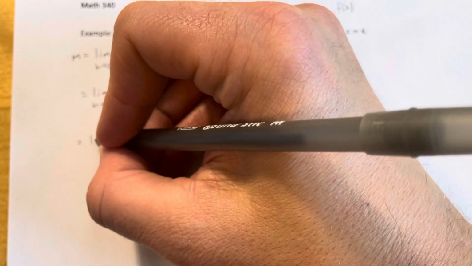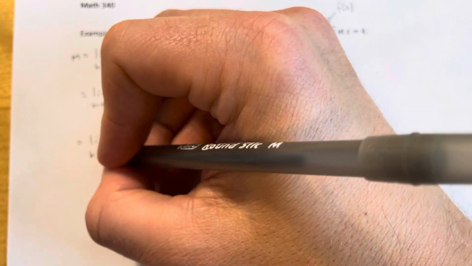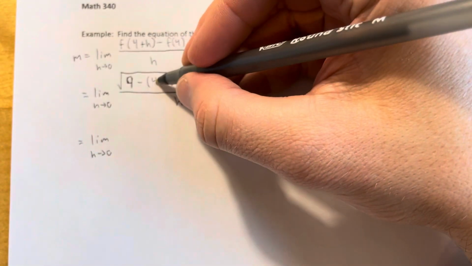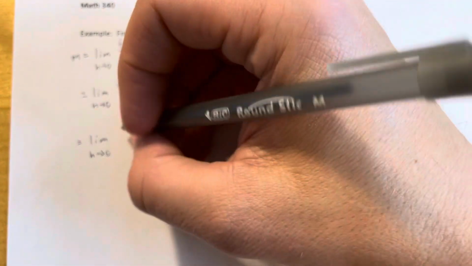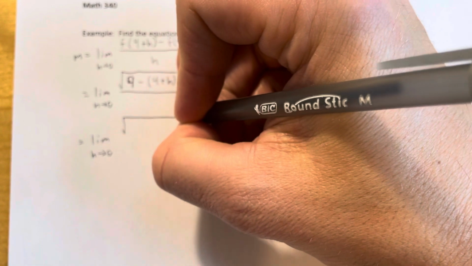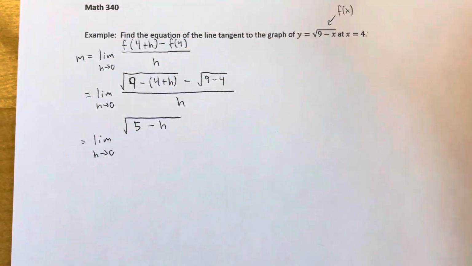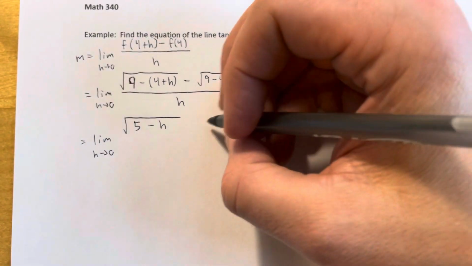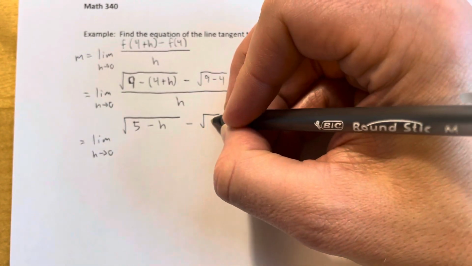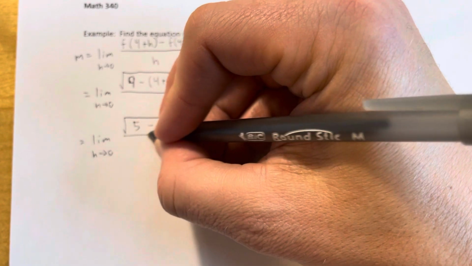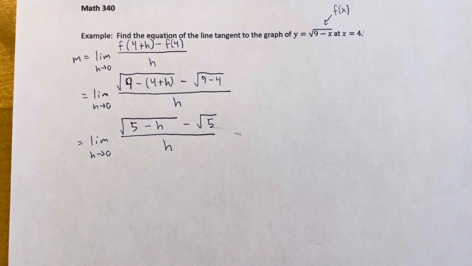So this is going to become the limit as h goes to 0. I'm going to distribute that minus sign in, so I'm going to get 9 minus 4, that's 5, and then I get a negative h because the minus hits the h also. Here, 9 minus 4 is just 5, so this becomes the square root of 5. Again, all over h.